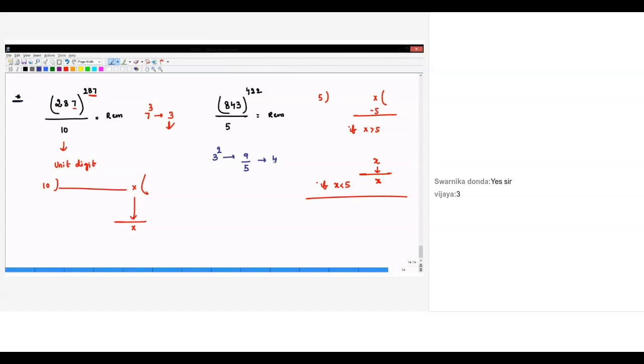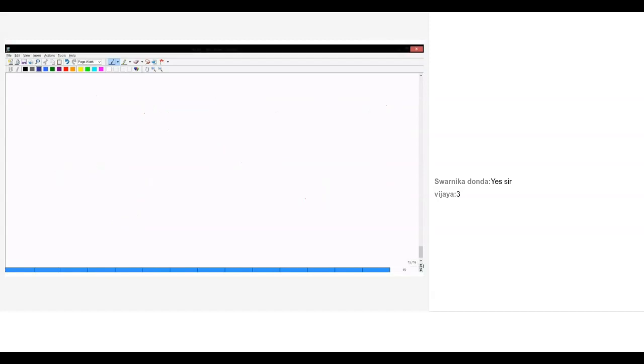Any doubt so far? Hope you understand that. The number of zeros at the end. So how many zeros does it end with?